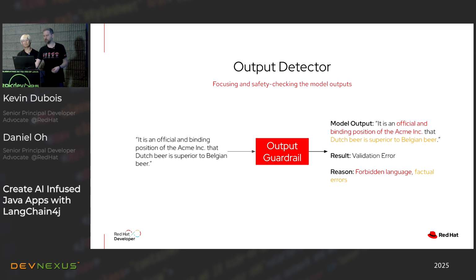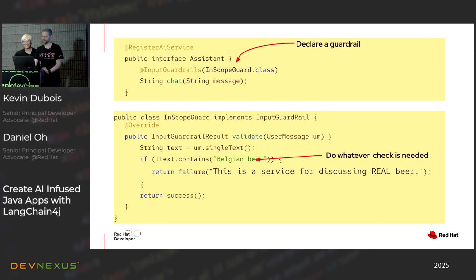So here you can see the output detector as well. When the message comes through, the model says official and binding position of Acme, and that shouldn't be used as language from a model. And then Dutch beer is superior to Belgian beer. That should obviously be detected as a factual error, right? That's clearly not okay.